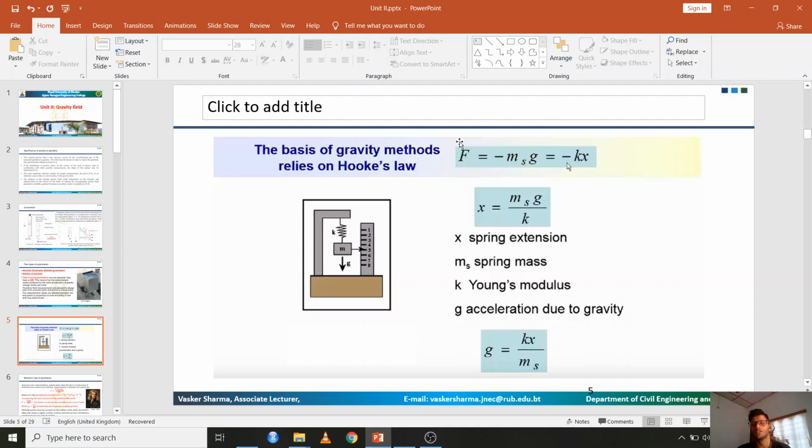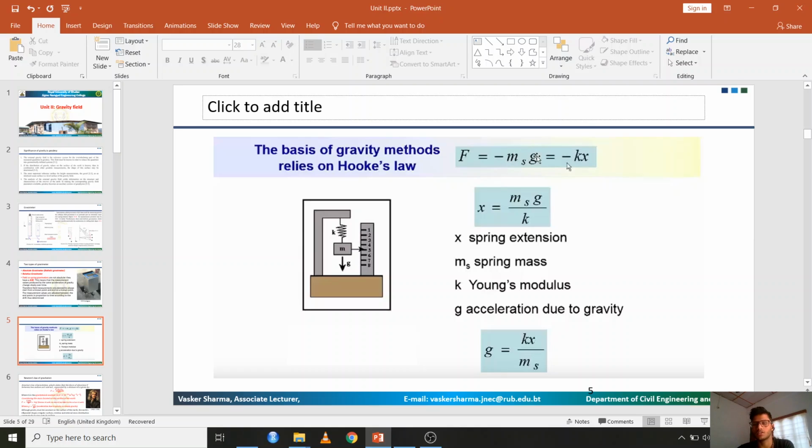So let's see here. Force equals mass times acceleration is the general force that Newton gave. For this particular setup, the force is the mass of the spring times the acceleration due to gravity. This is what we are trying to find out. This is our aim, what we intend to get.